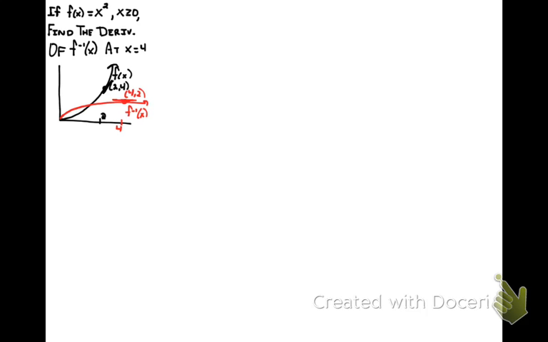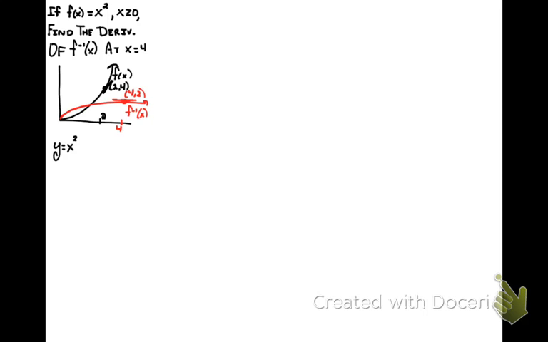There are two different methods that you could use to approach this problem to answer the question. The first method is a method that doesn't always work, but when it works, it's pretty nice. So again, what we want to know is what is the derivative of the inverse at x equals 4? Well, one option is to actually first find the inverse function.